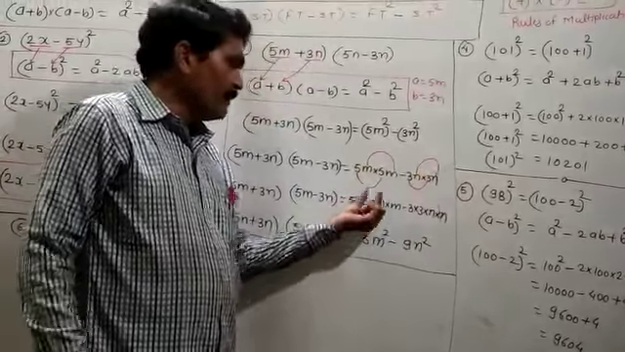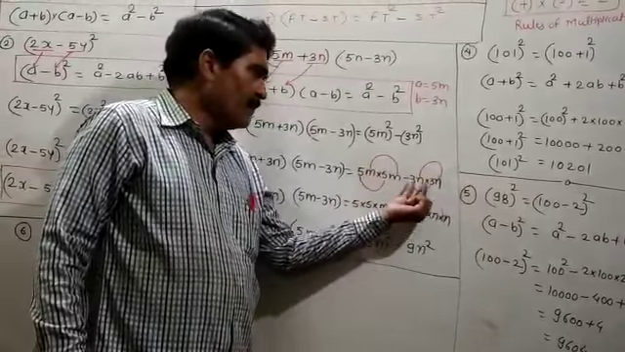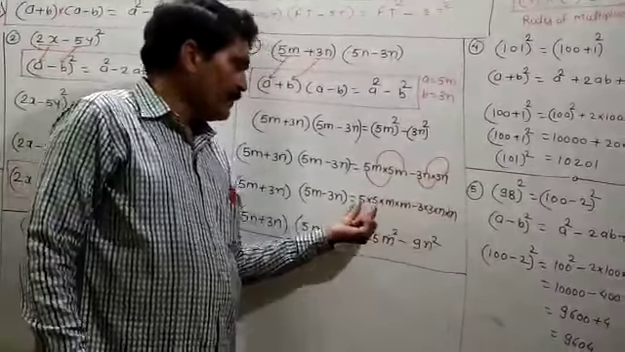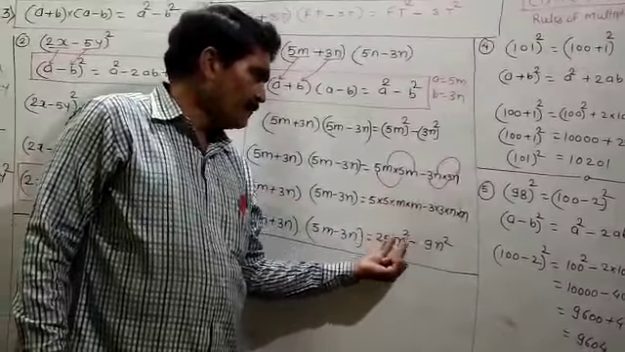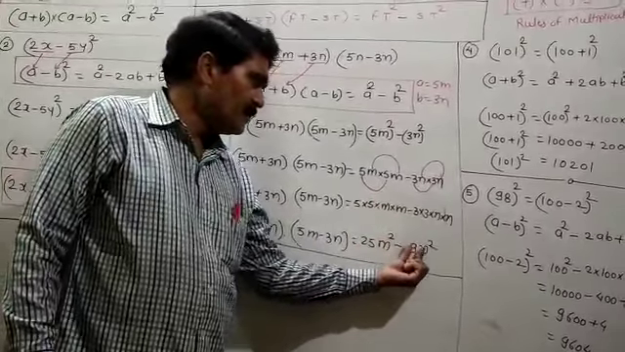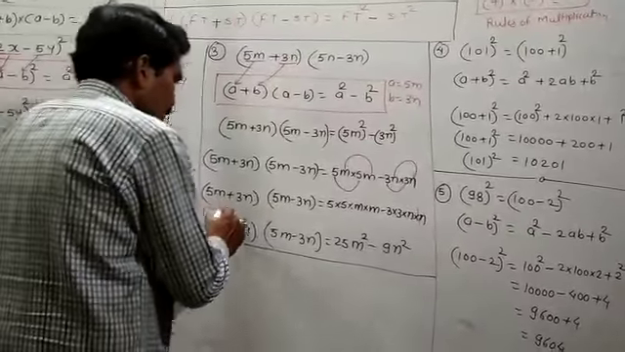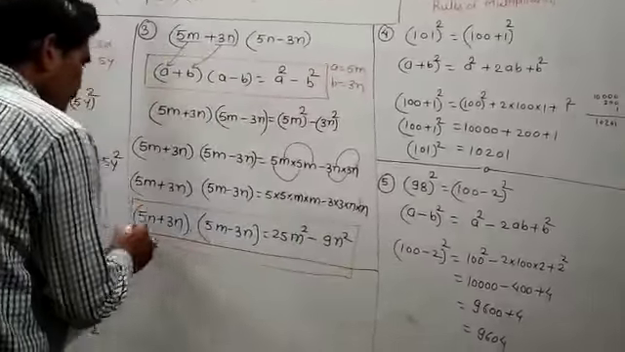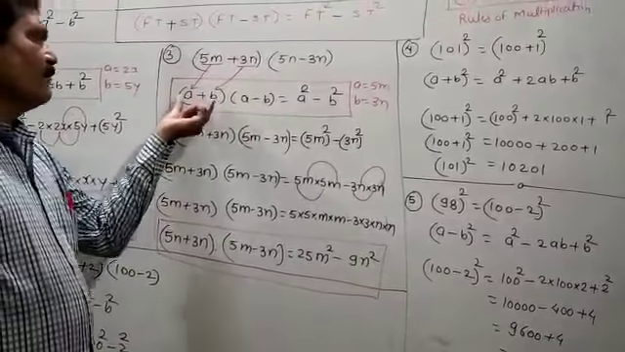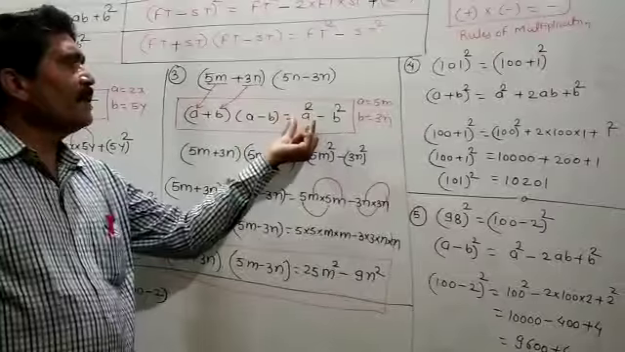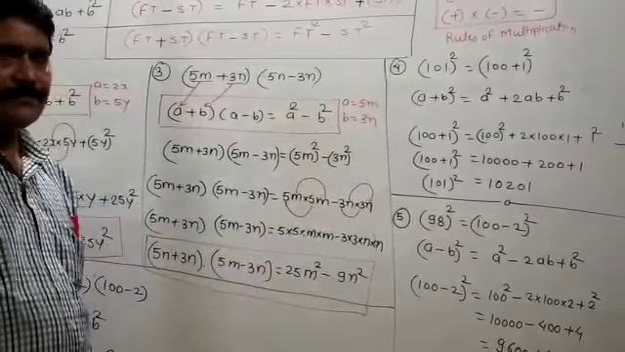This will come 5 multiplied by 5, m multiplied by m, 3 multiplied by 3, and n multiplied by n. 5 5s are 25, m multiplied by m is m square, minus sign as it is, 3 3s are 9, n multiplied by n is n square. We get this expansion by using the formula a plus b in one bracket multiplied by a minus b in another bracket is equal to a square minus b square.